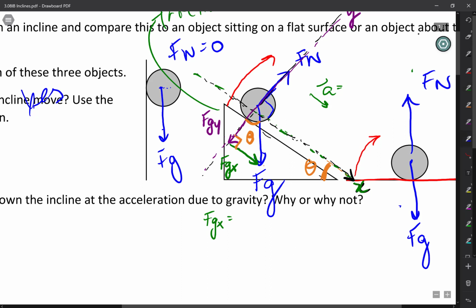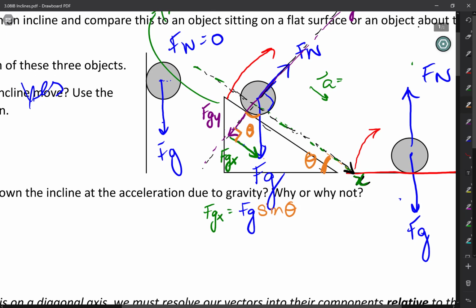This is our 90-degree angle over here. If we take a look at FGX, notice this is opposite to our angle, which makes it FG times the sine of theta. I am not going to go over how I got this, but it is based on SOHCAHTOA trig rules. Go over this one and make sure you're very familiar with it.